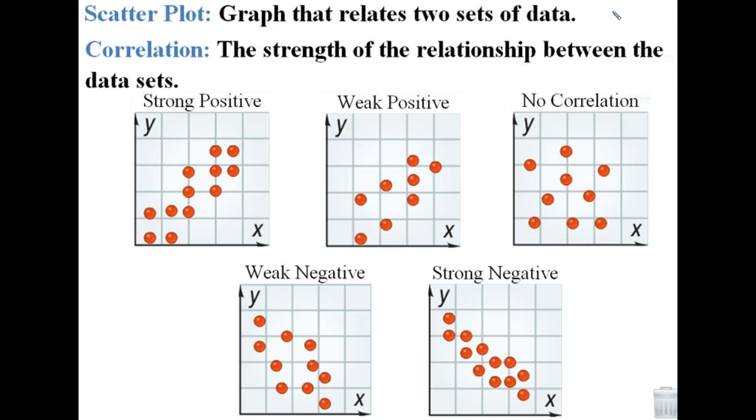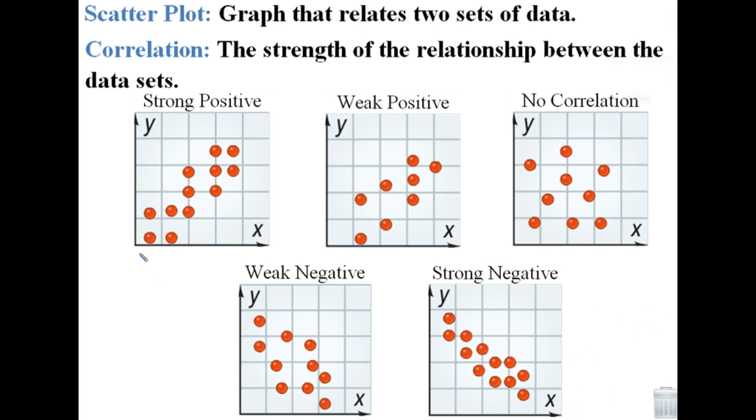First off, scatter plot, that's going to be a graph that relates two sets of data. So far this chapter we've only looked at one variable statistics, where for each observation we just get one number. For scatter plots, each observation we're going to use two numbers. So we have some examples of scatter plots down here.